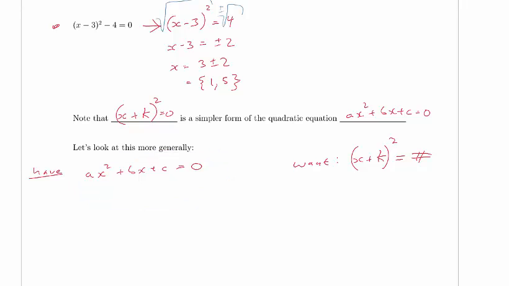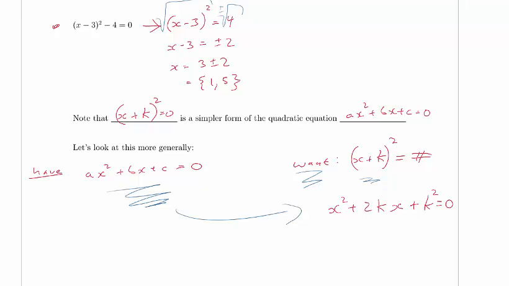So first, let's examine what we want. We're going to expand this term here so that we have a goal to shoot for. We'll be working with this side to make it look more like what we have here. So we've got x squared plus 2 times k times x plus k squared equals 0. This is the form that we want everything to look like.